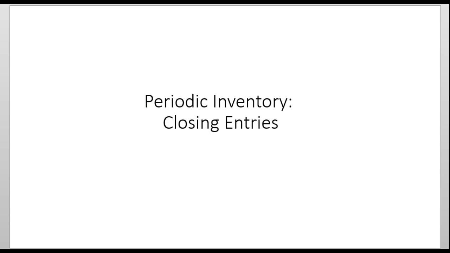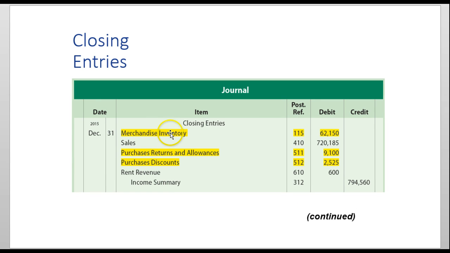That's right here. Same situation, only we're going to end up adding some accounts that you kind of go, huh, about. First of all, this is my ending inventory, and I've got to establish that. So I'm going to debit that account in my closing. I'm also going to debit the purchase returns and the purchase discounts. And that gives me an income summary of $794,560.